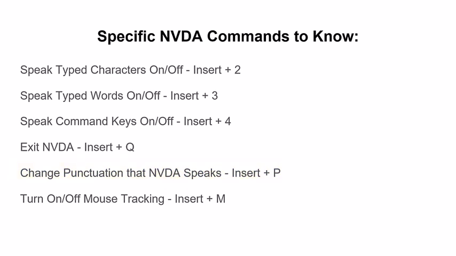Mouse tracking is interesting. It can be good if you have residual vision and you want to know what's underneath the mouse. It can also be super, super annoying if you are a screen reader user and bump your mouse and your NVDA just starts talking. That can be turned on and off by using the Insert key or NVDA plus the letter M for mouse.